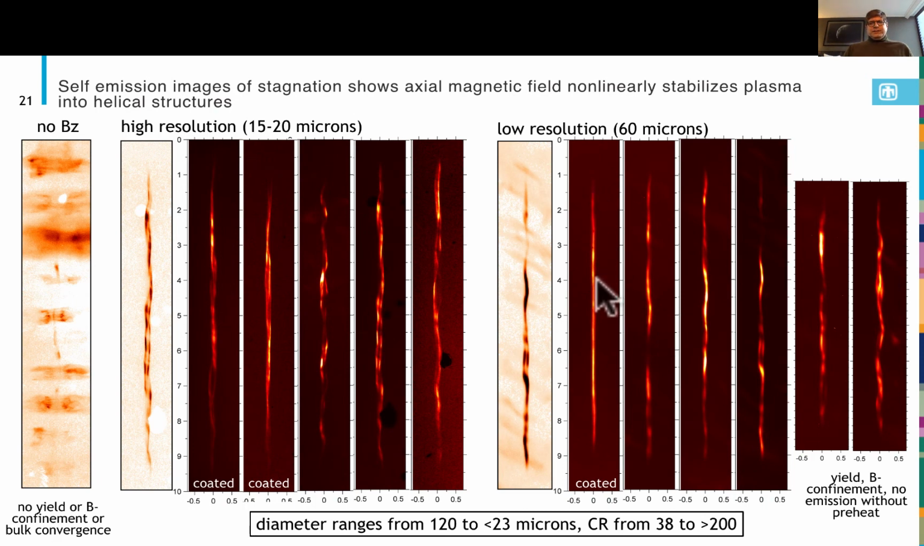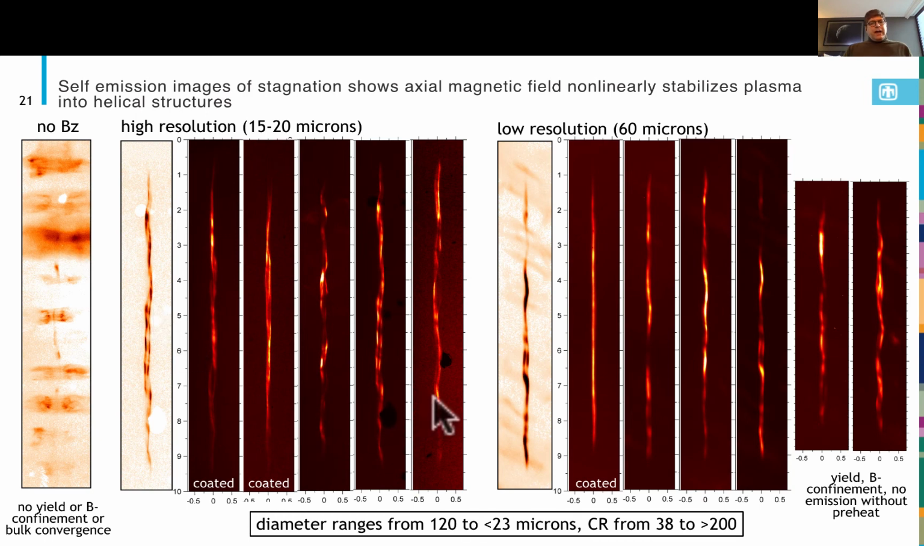We can see it look different, quote unquote, when we change the helicity that's being injected into it. We end up seeing a good amount of neutron yield from these stagnations. We have B confinement, and we also find that we have no emission without the preheat, that the energy stays well organized into these large-scale structures. If we don't have a magnetic field on it, we get no yield, no B confinement, and no bulk convergence.